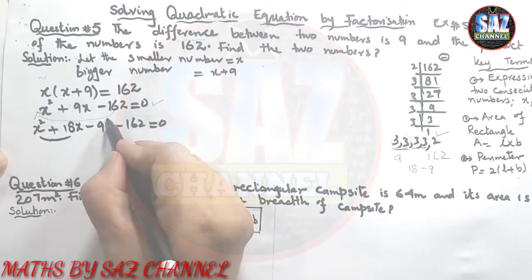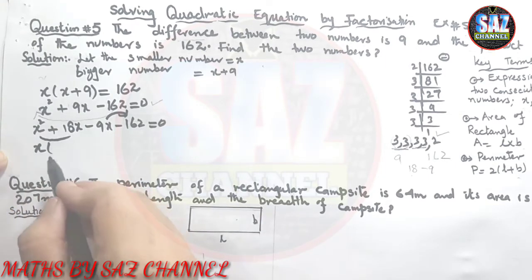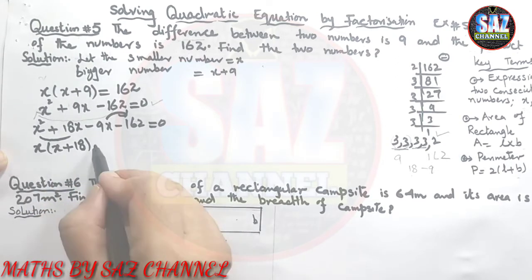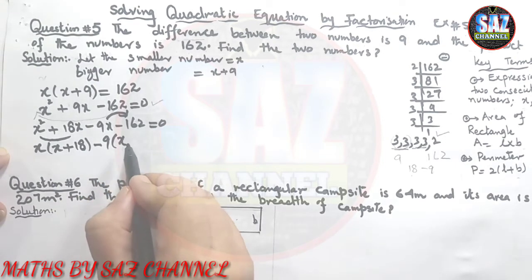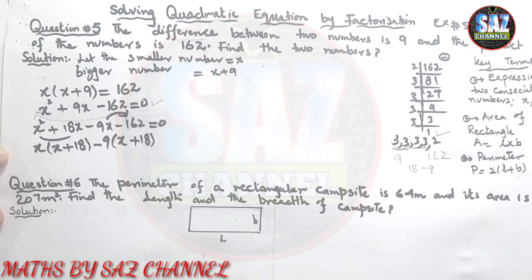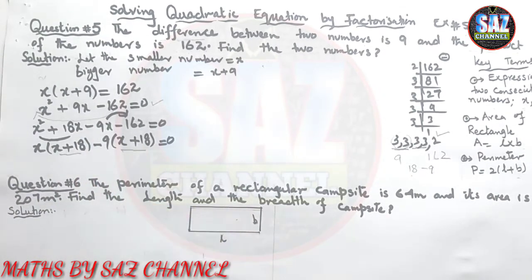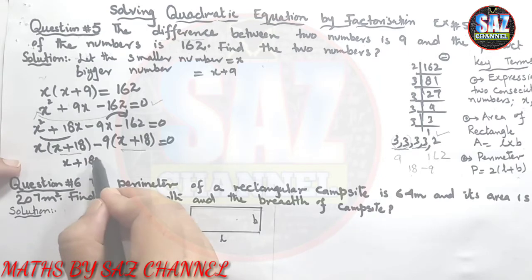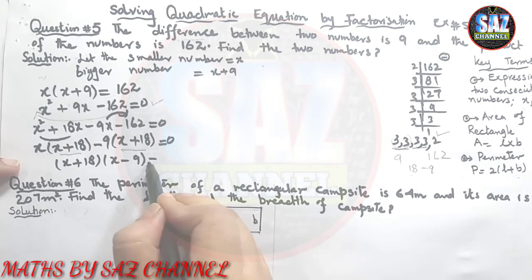Make the groups of like terms and extract some common factor or number. From the first group I can extract x out, and x plus 18. From the second group I can pull out 9 outside, 9 into x plus 18 equals 0. Now I can see that this x plus 18 is the common group. Pull it out, and inside the bracket I have to write x minus 9 equals 0.